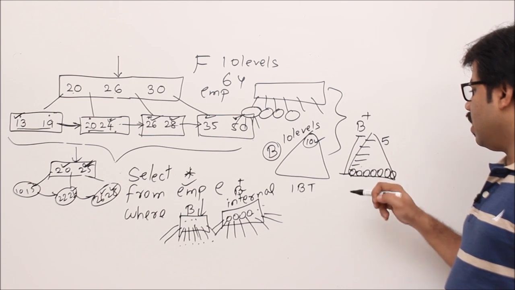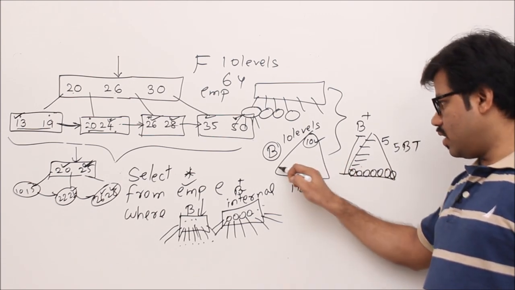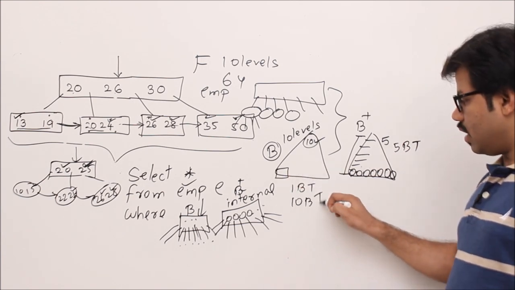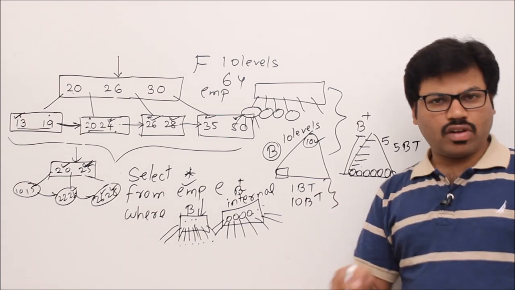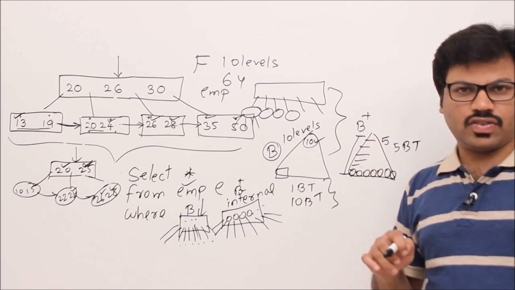In a B plus tree, it is always 5 block transfers. But in the worst case in a B tree, since you have 10 levels, if your data is at the leaf, it requires 10 block transfers. See, it's highly variable: 1 block transfer to 10 block transfers approximately. Here it will always be 5 block transfers.